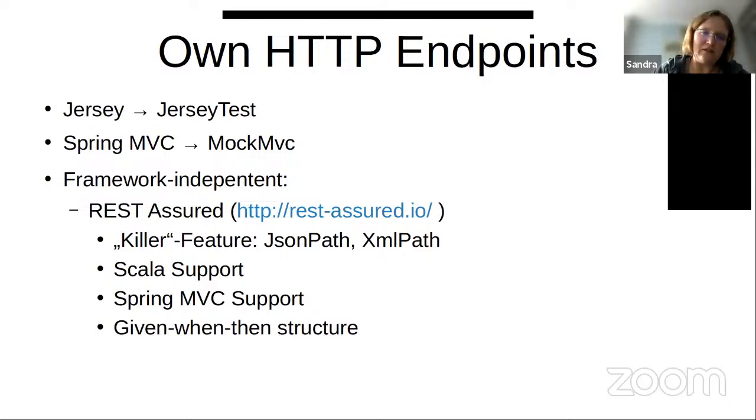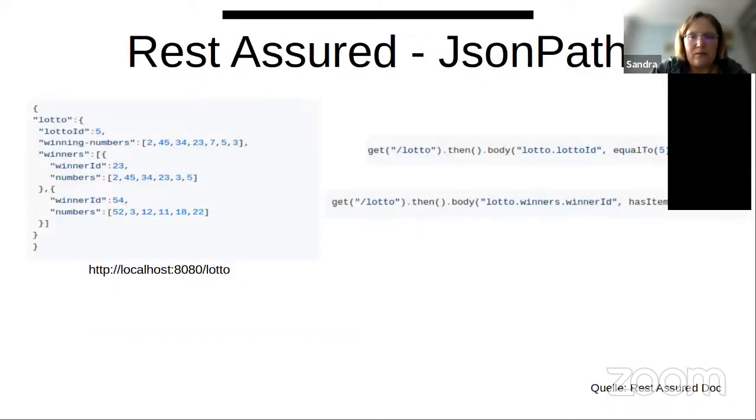So let's have a look at that side. When I have maybe a REST endpoint that produces a JSON response, I can write down and say, hey, please call the HTTP method GET on the path lotto. And then I get a body, and please go on lotto.lottoId, it should be 5. And I can write in this dot notation. Maybe this is familiar to you, because REST Assured is based on Groovy.